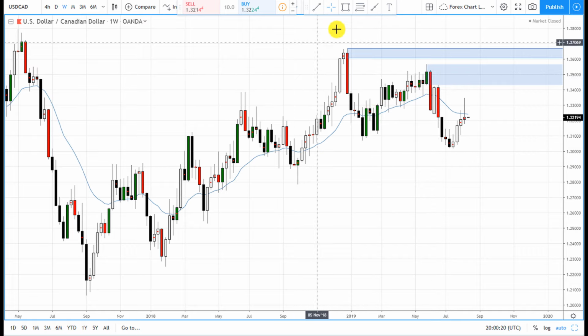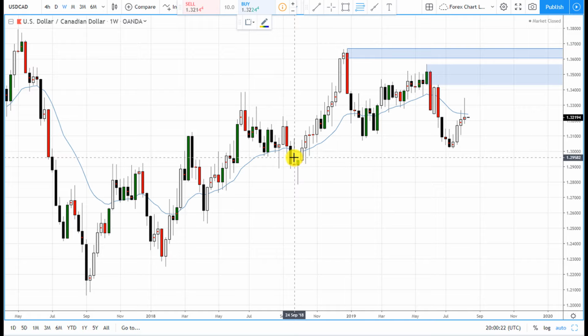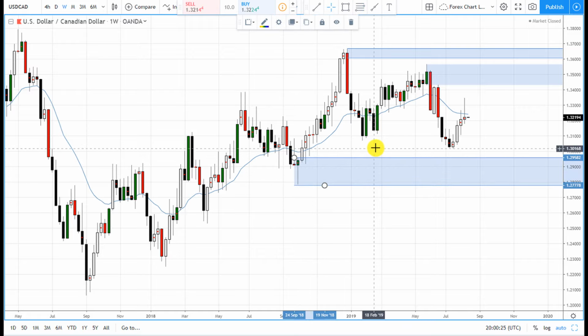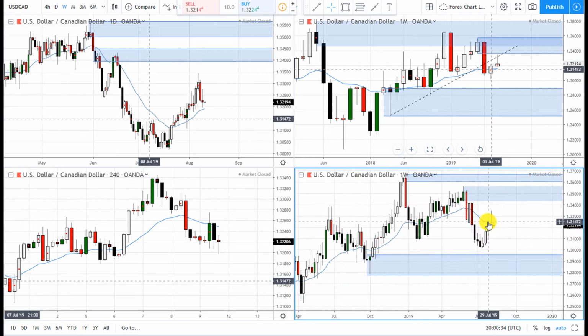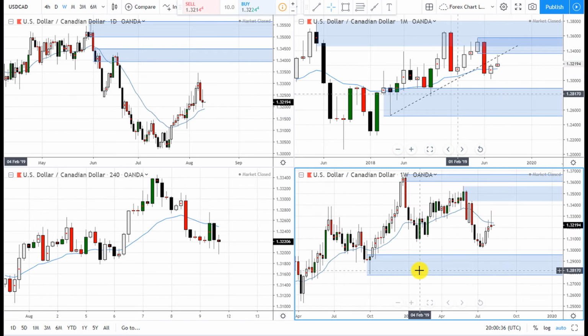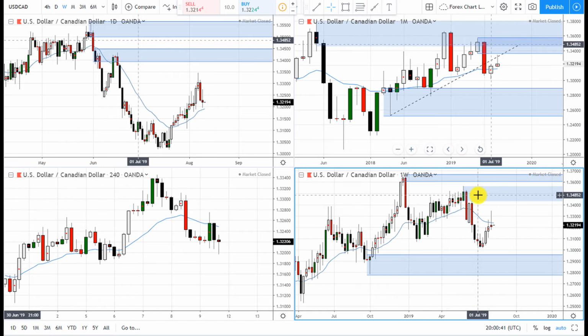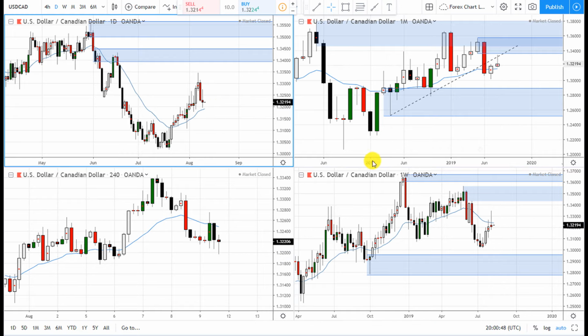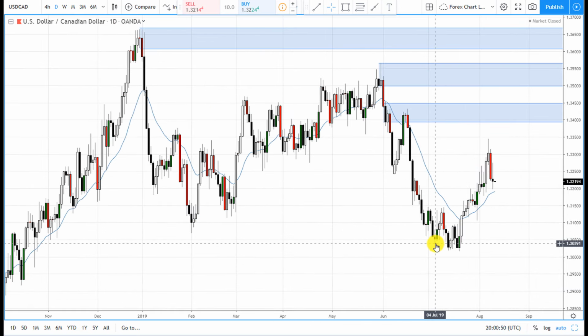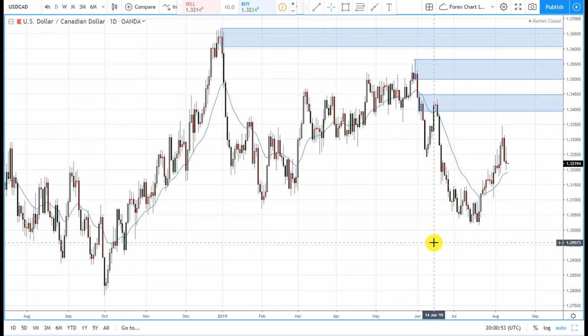But then we also have a level of demand right here. Price failed to retrace that, and it just rallied. So there might be a level on the daily that's holding price up. But that is the trading plan that we have for this Forex currency pair: short up here and go long down here. Okay, let's take a look at the daily.